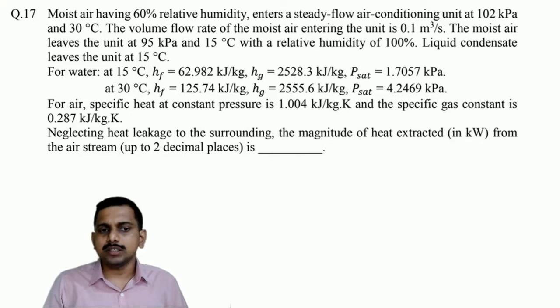For water, the saturated properties are given at 15 degrees and 30 degrees centigrade. So for air, specific heat is given and specific gas constant is given. So neglecting the heat leakage to the surrounding, the magnitude of heat extracted from the air stream is?